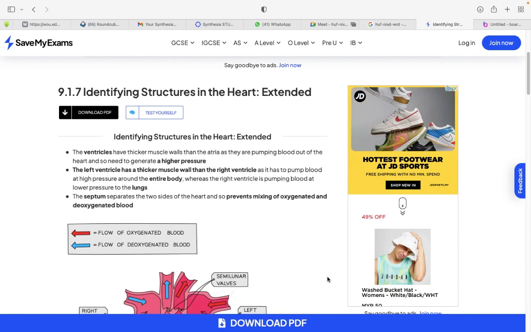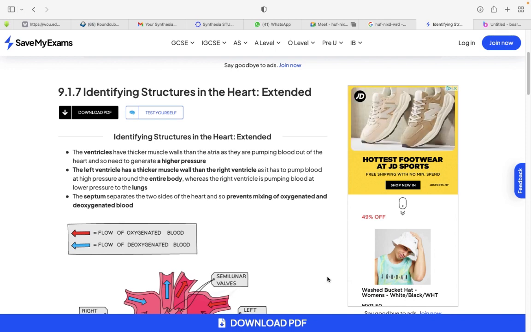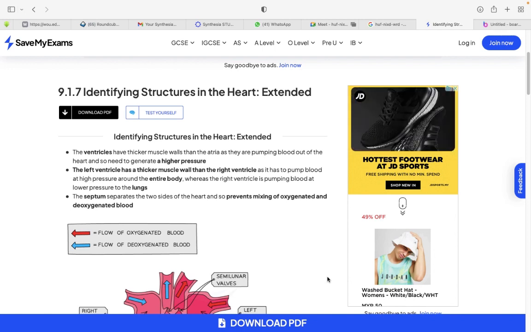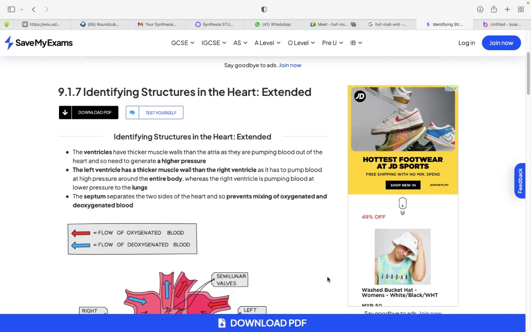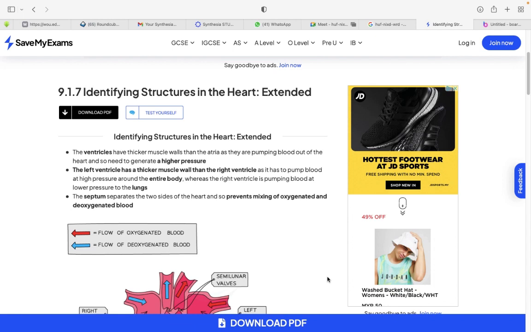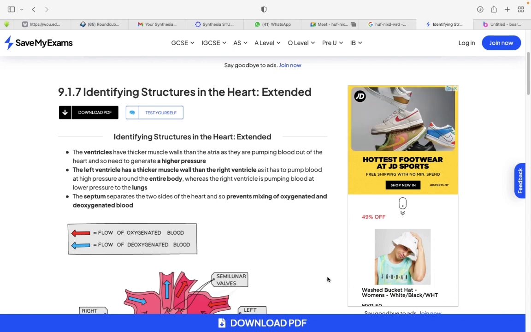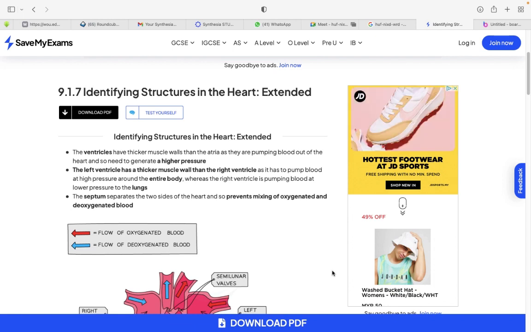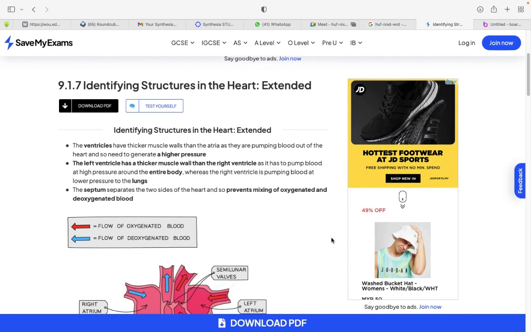This is chapter 9, the transport system in animals, and this is part 2 of that chapter: the circulatory system, or what you call the transport system in animals. Now, without much ado, let's take a look at what we have.